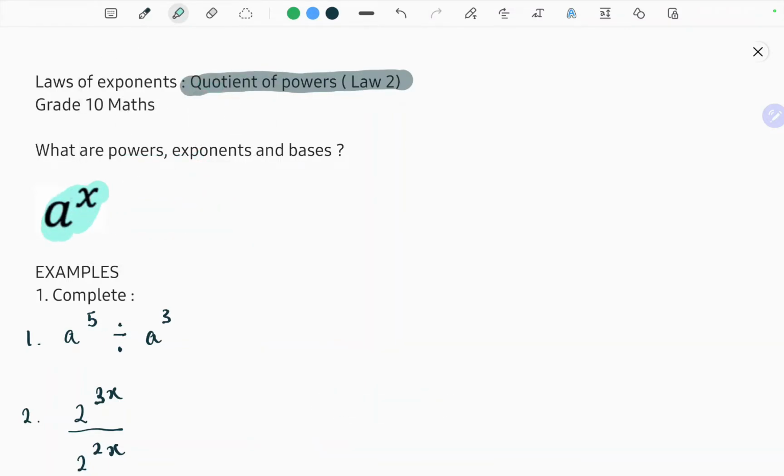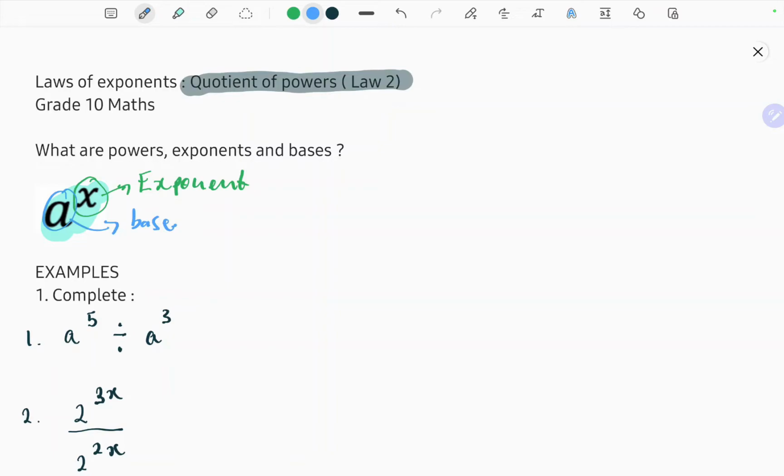So the whole thing here is referred to as a power, a to the power of x. The whole thing together is called a power, and the different components: x, this part here, is called an exponent, and the bottom part is referred to as the base.